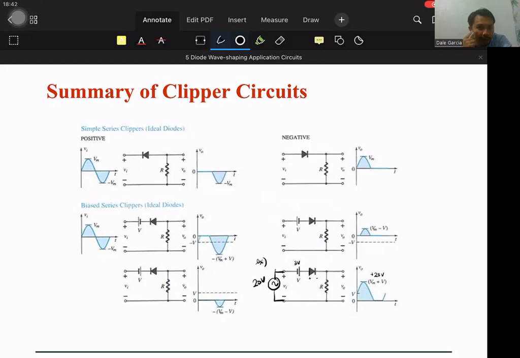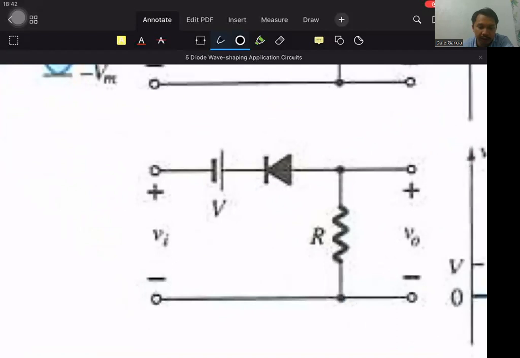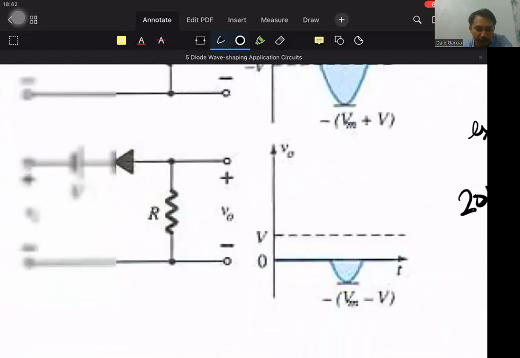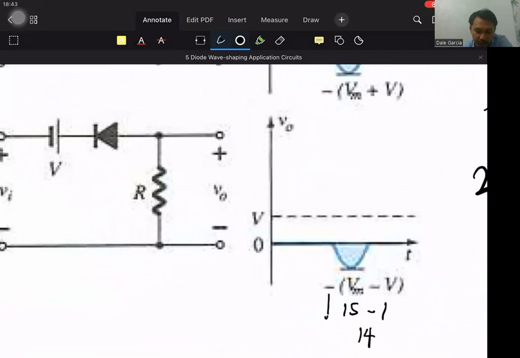So the given in this class is a circuit. Given this circuit, draw the output waveform. We just look for where it is in the summary table, then draw its waveform and label the values given. If VM is given as 15 volts and V is 1 volt, then 15 minus 1 is 14. Since it is negative, it's negative 14. So it's just as simple as that.